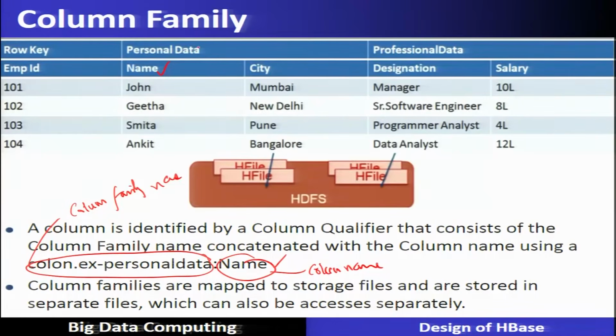So, this is shown over here. Column family name and the name will qualify, will identify the particular column. Column families are mapped to the storage files and are stored in separate files, which can also be accessed separately.